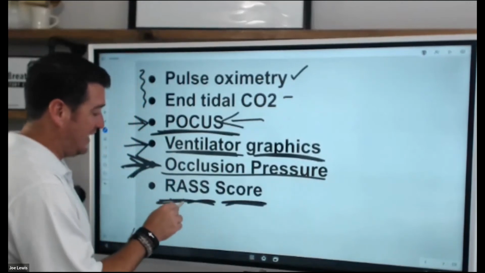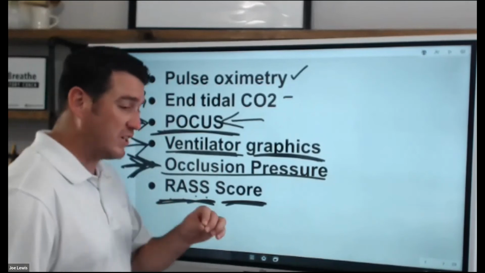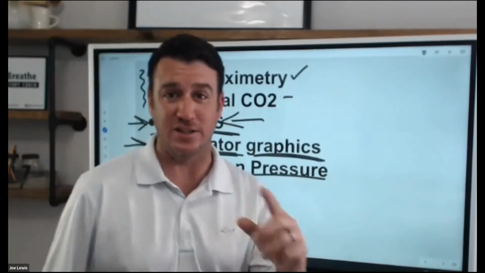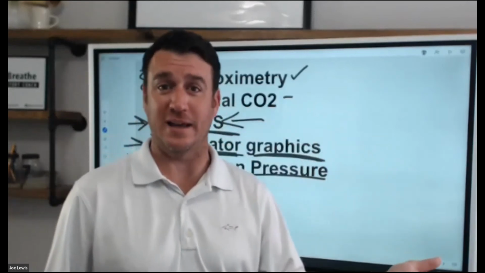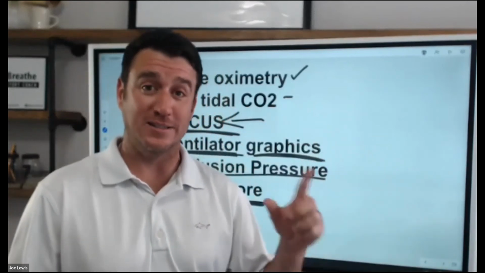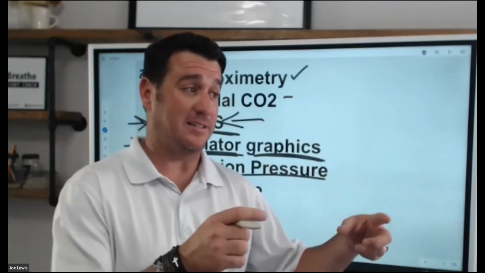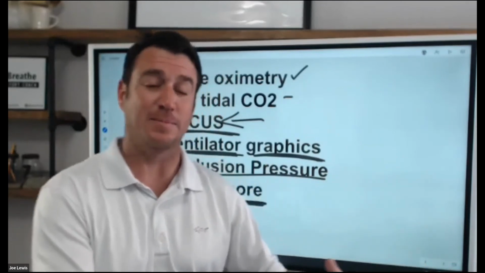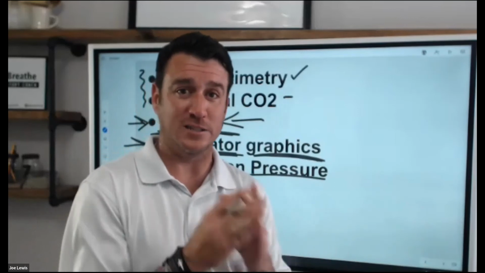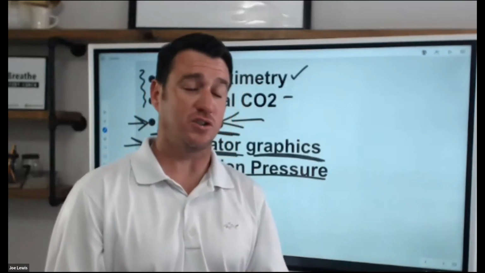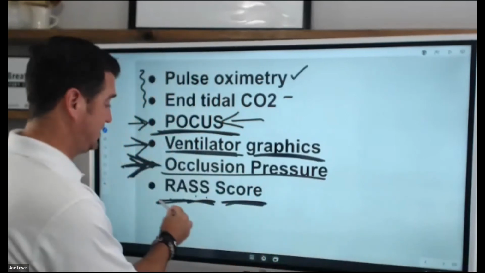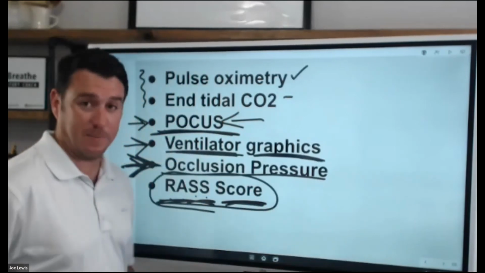This is the Richmond Agitation Sedation Scale. You know what you're thinking? Like, I've heard nurses say that before, but I didn't learn about that in school. Well, we typically don't, because this is typically seen as a nursing scale. This is something that they do on a routine basis. But what if we got better at it? What if this became something that we also utilized to help us better take care of our patients?